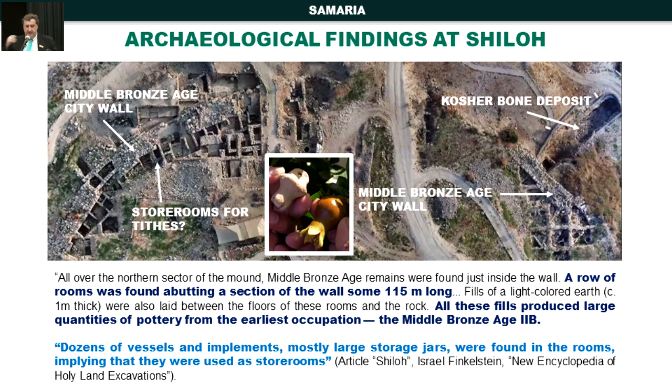Now, a trench on the outside of the wall on the northeast side of the city was found to contain a massive bone deposit of kosher animals designated as clean sacrificial animals. They also found a clay pomegranate. And if you recall, alternating bells and pomegranates were hung off the hem of the high priest's robe.